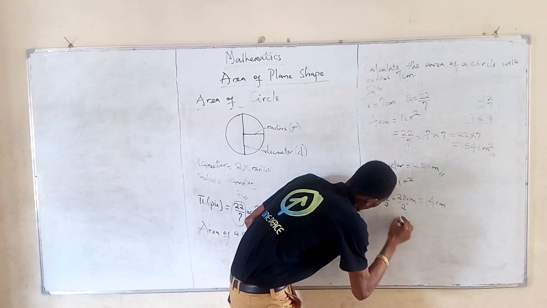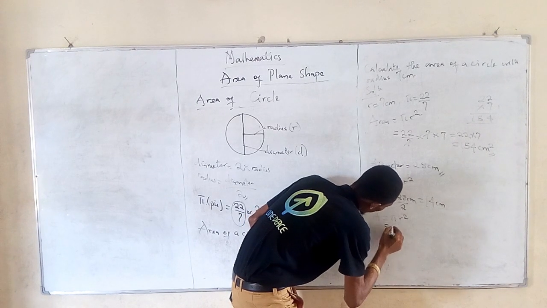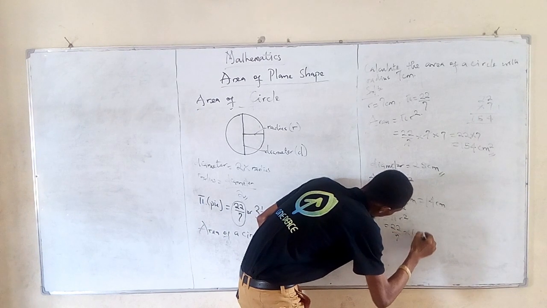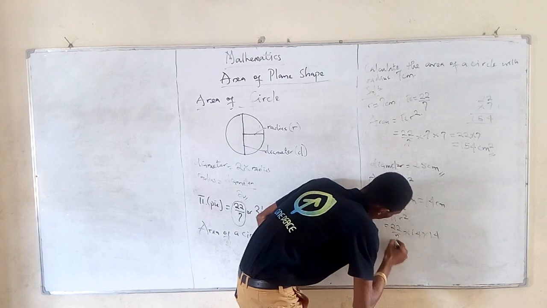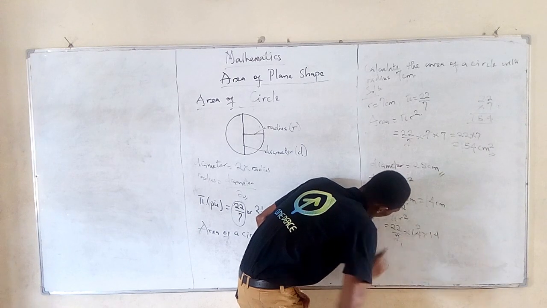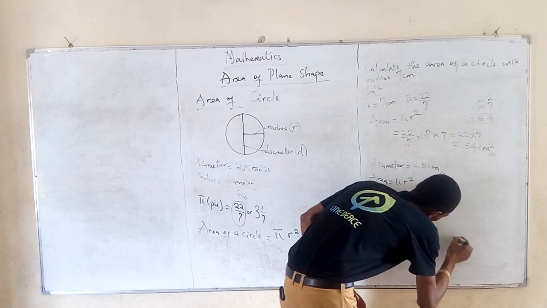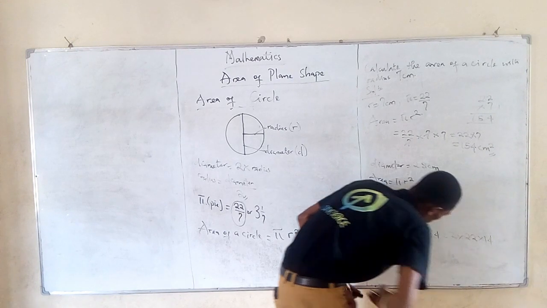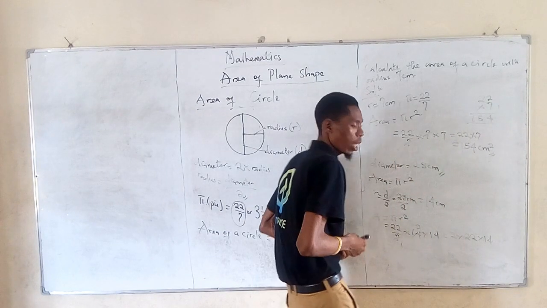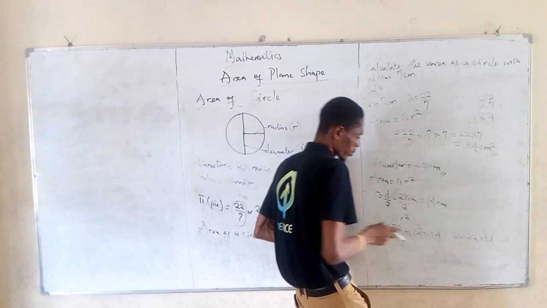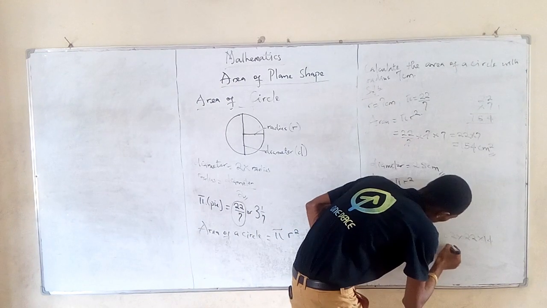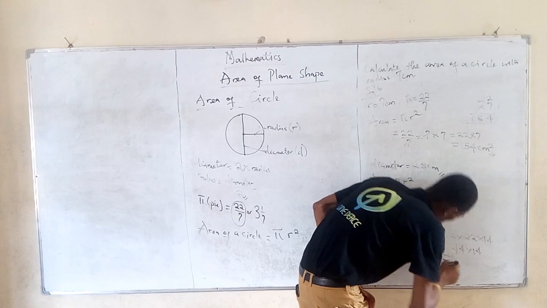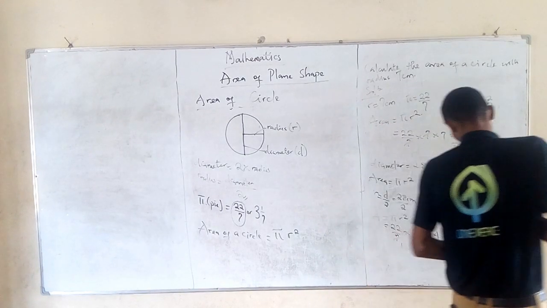So now let's calculate the area since we've gotten the radius. The area is equal to pi r squared, and pi is 22/7. Our radius is 14 multiplied by 14. 7 here, 1; 7 here is 2. So we have 2 times 22 multiplied by 14. Are we together? 2 times 22 is 44, multiplied by 14.